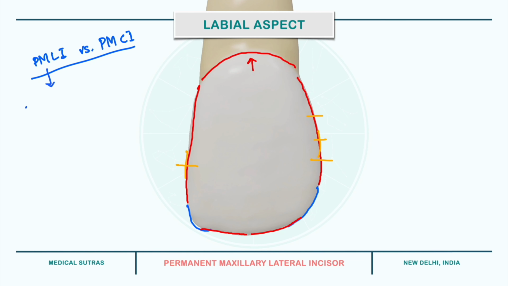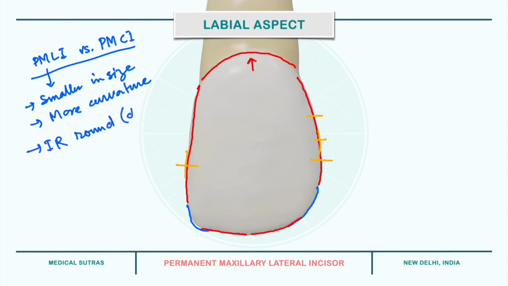So, if we compare the permanent maxillary lateral incisor and the permanent maxillary central incisor, we know that the lateral incisor is smaller in size and has more curved outlines as compared to the central incisor. Its incisal ridge is round in the distal half while it is straight in the central incisor, and the mesio-incisal and disto-incisal angles are more rounded in the lateral incisor.